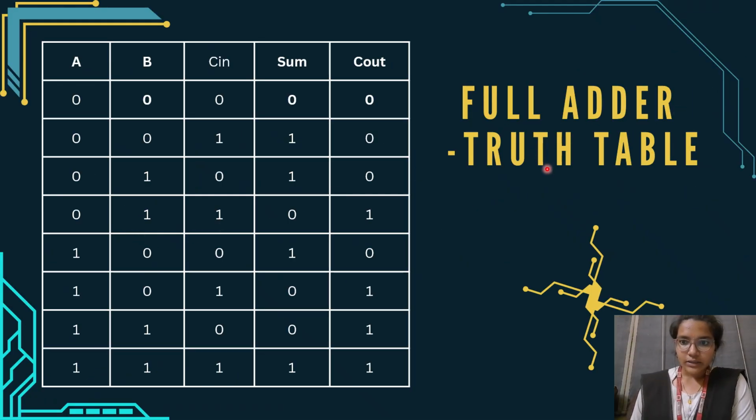For a full adder, the truth table is as follows. If we are given A, B, C as inputs, we get sum and C out as outputs. If we are given an even number of ones, we get sum as 0. If we are given an odd number of ones, we get sum as 1. As for carry, if there is more than one 1, we get 1.